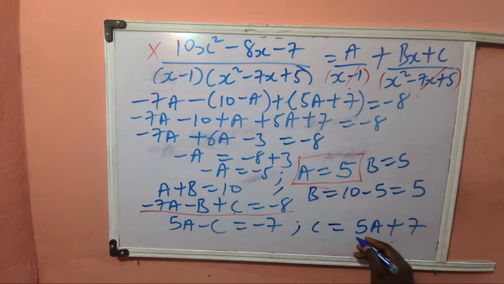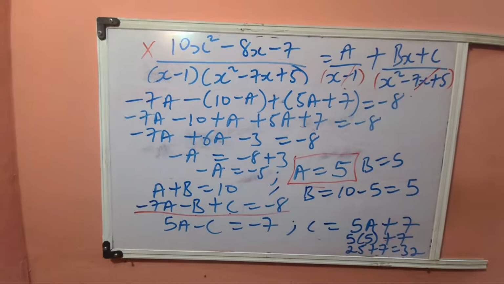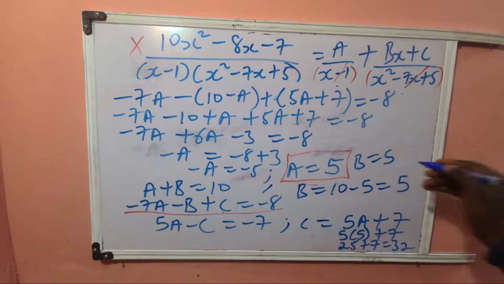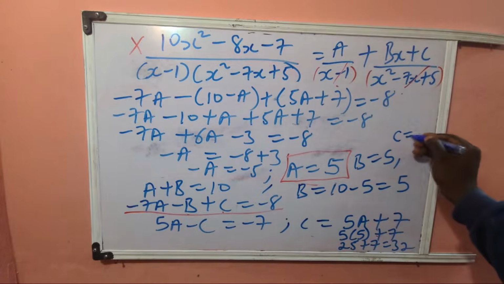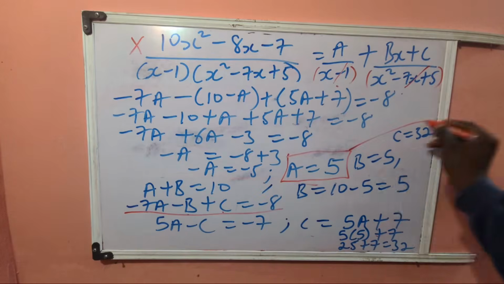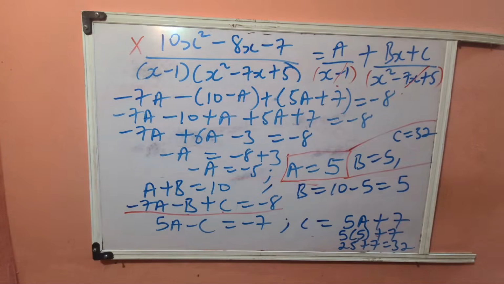You put in your 5 here plus 7. What do you get there? That's 25 plus 7. That's 32. So our a is 5, our b is 5, our c equals 32. This is 4 marks. Although this was 2, I'll tell you where you're going to catch the remaining 2 marks. This was actually 2 marks.